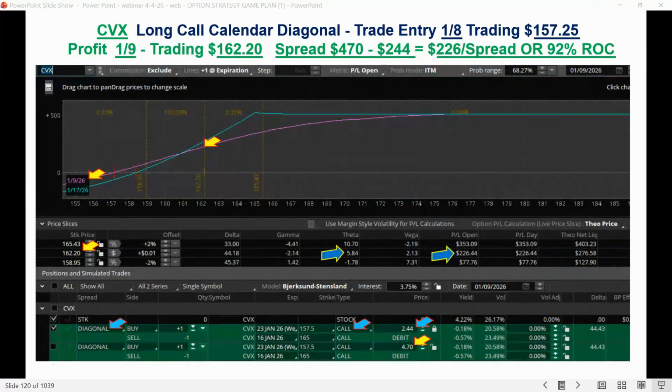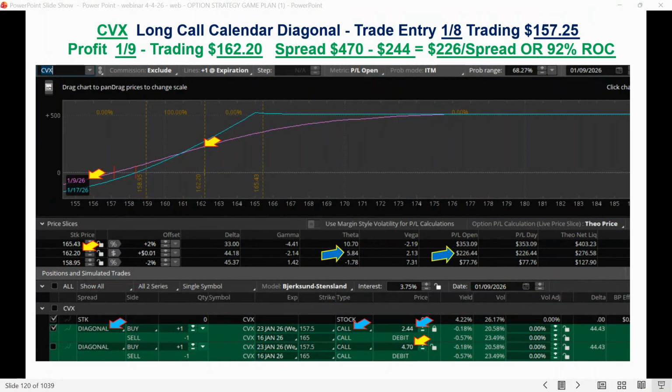This was a Chevron calendar diagonal, which we did an adjustment on as well. And this is what you're going to learn in the course as well, these adjustments, how we do these. So we set this up on the 8th at 157, and had a profit take and adjustment on the 9th. So the calendar diagonal, 157, 165. Now this was up, the spread blew out to 470. So we're up $226 on this pure spread play, 92%.